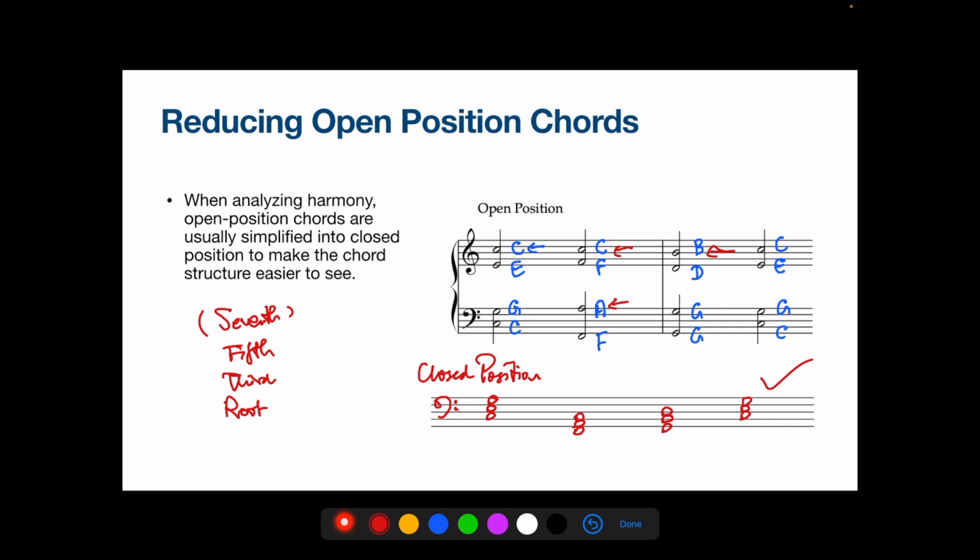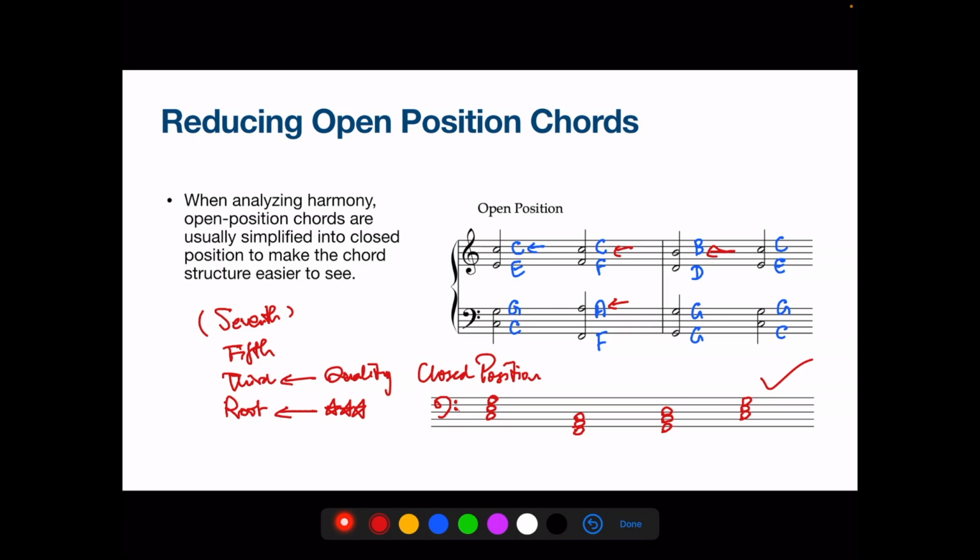Now, the root is extremely important because that's what defines the chord. So we need the root. The third usually tells you the quality, whether it's major or minor. In the case of a C major chord, we have C, E, G, and that's what makes it sound major. And in the case of a minor chord, we have C, E flat, G. So the third is really important in any chord because that tells you the quality.